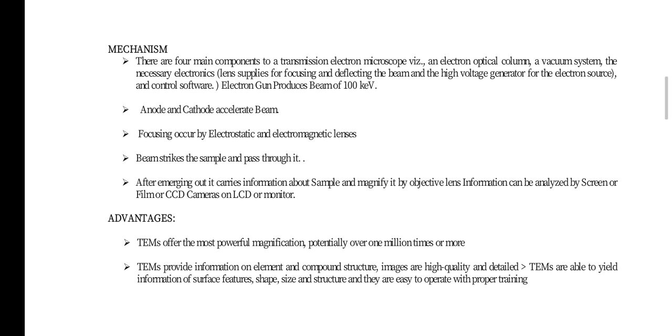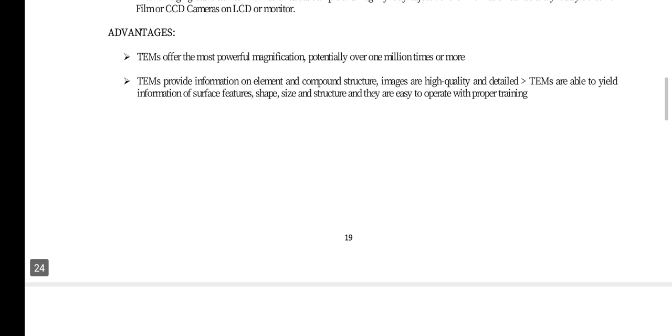Transmission electron microscope offers the most powerful magnification, potentially over 1 million times or more. Transmission electron microscope provides information on element and compound structure, and images of high quality and detail. And transmission electron microscopes are able to yield information on surface features, shape, size and structure, and they are easy to operate with proper training.